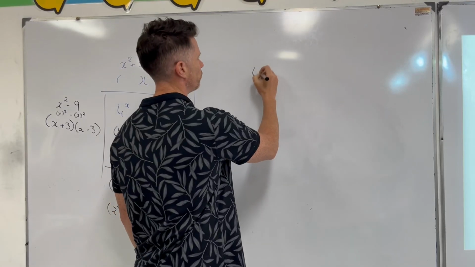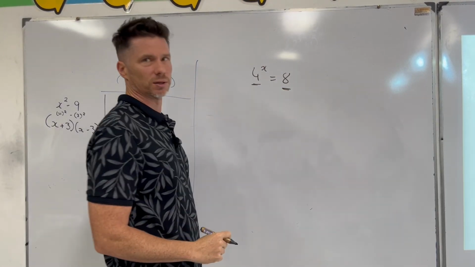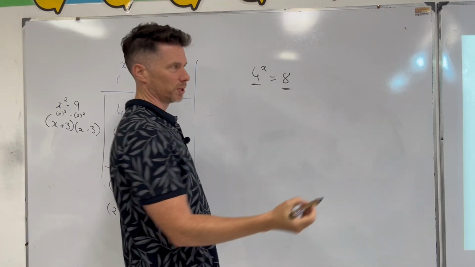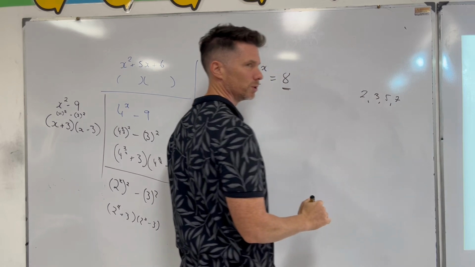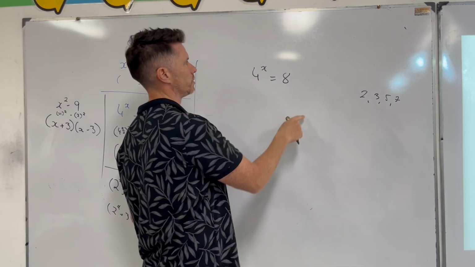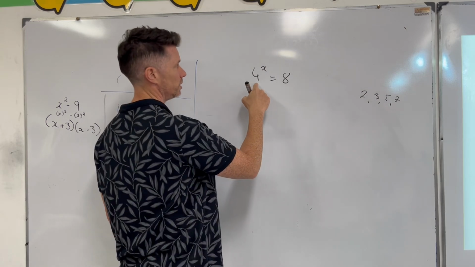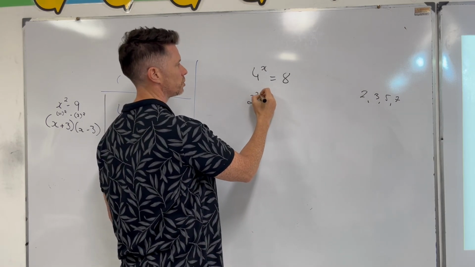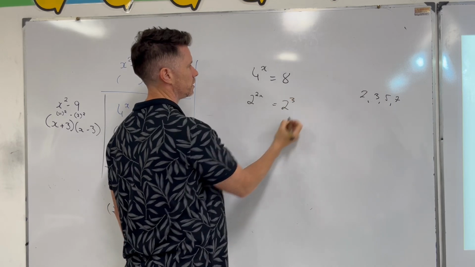So if I have 4 to the x equal to 8, the base here is 4 and the base here is 8. That's not good. So the bases you're usually picking are 2, 3, 5, 7, the prime numbers. So 2 is the obvious example here. I can change them both into 2. So 4 is 2 squared, so that's 2 squared x. And 8 is 2 cubed.